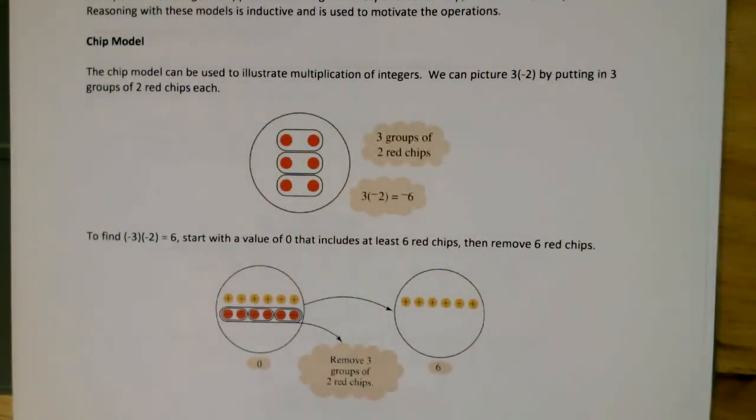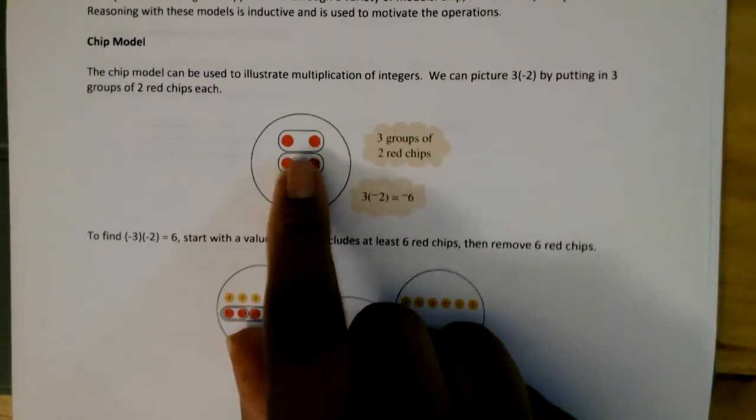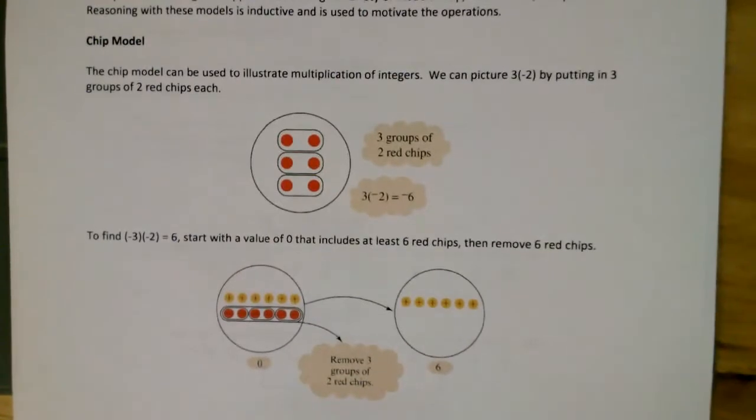Okay, so here we can use this to illustrate multiplication of integers. So here we can picture 3 times -2 by putting 3 groups of 2 red chips, as you can see. Each group has 2 red chips. There are 3 groups. So 3 times -2 would be -6.